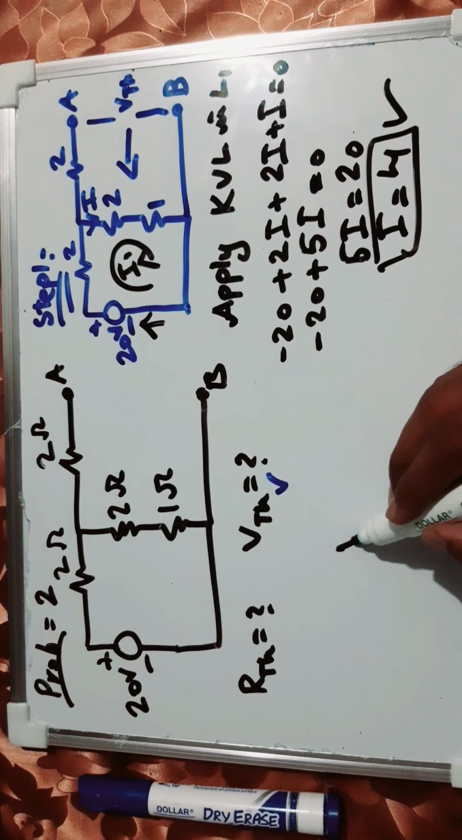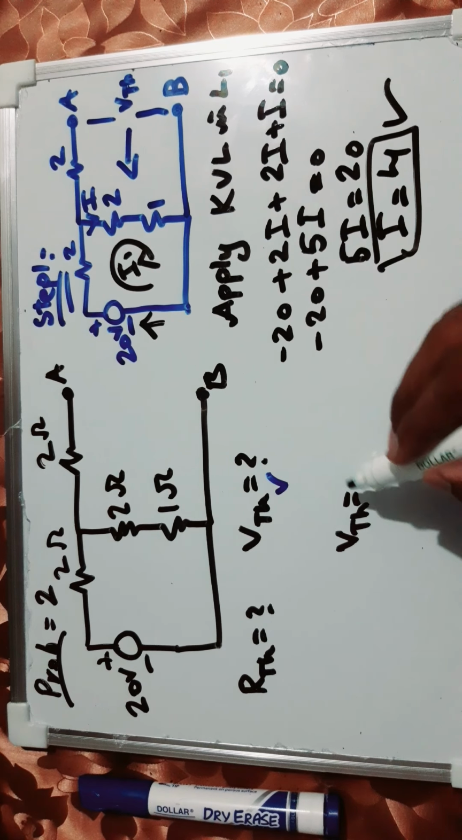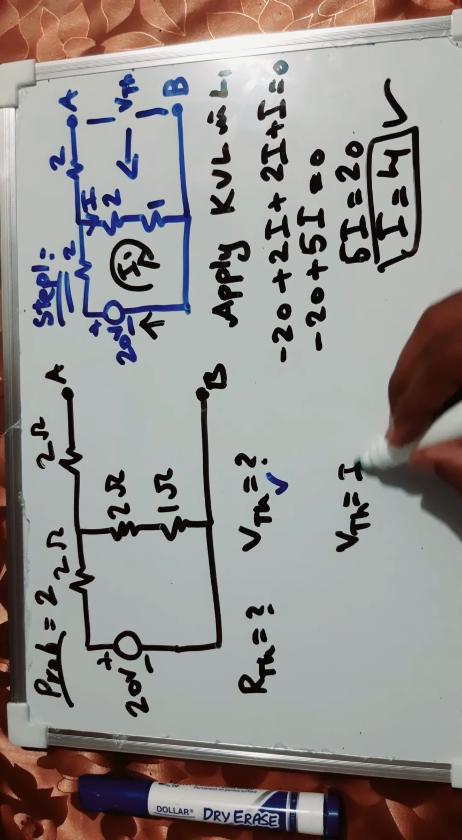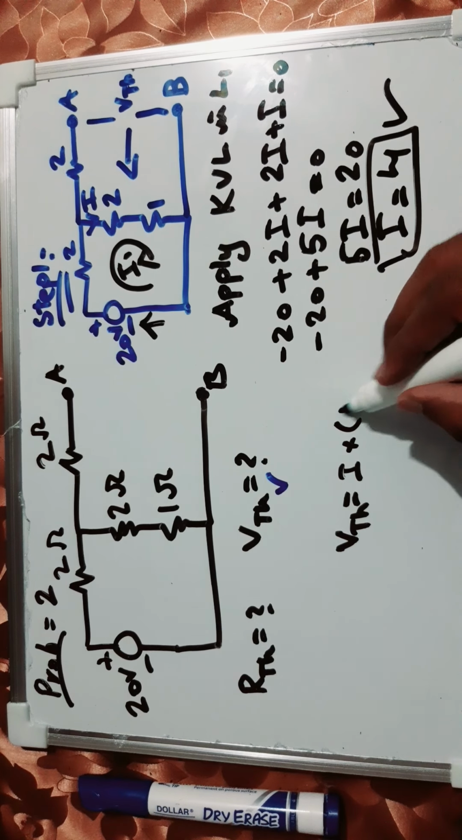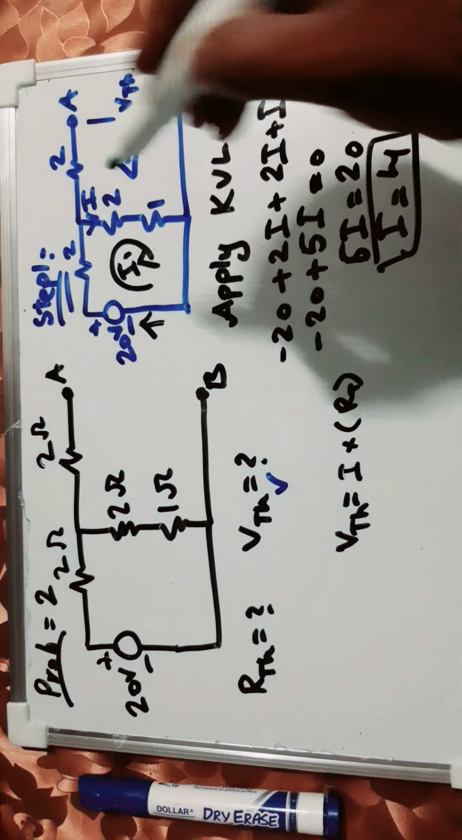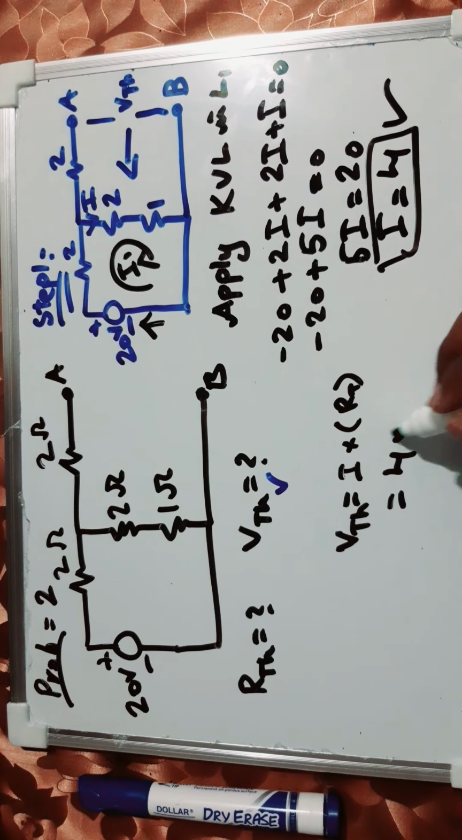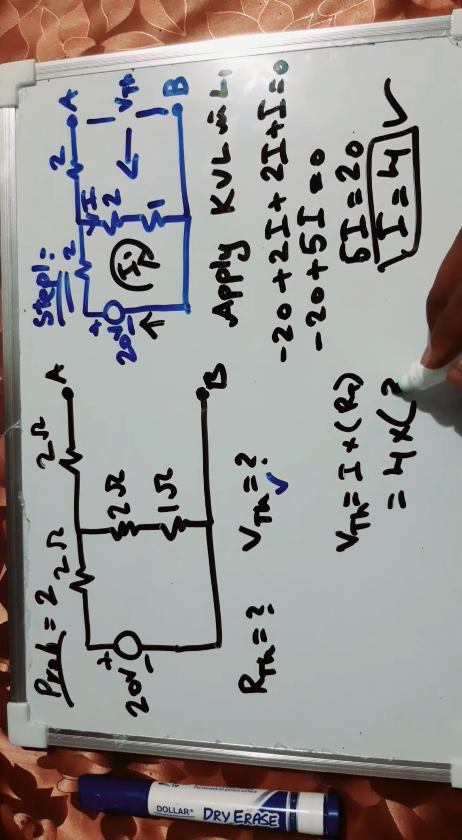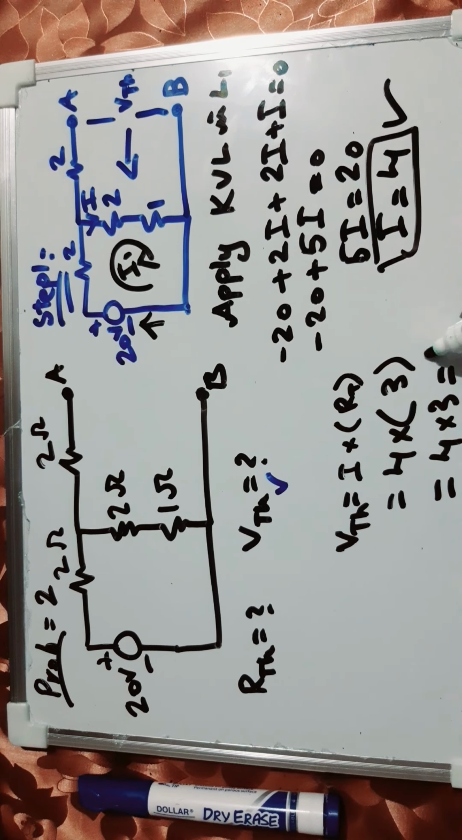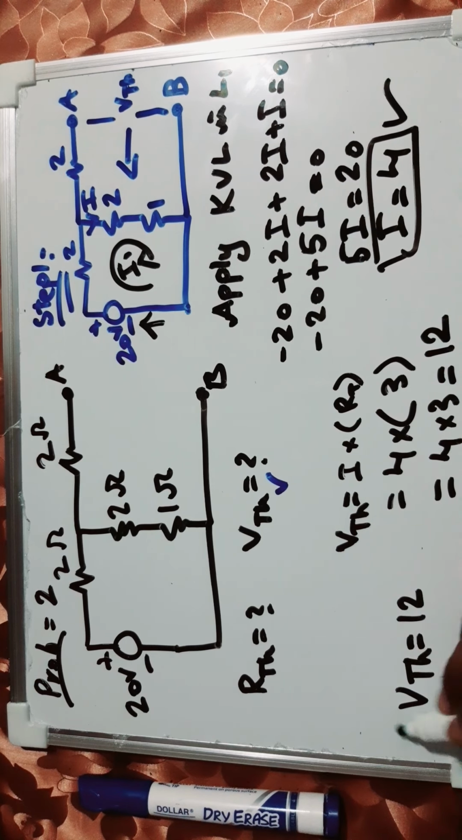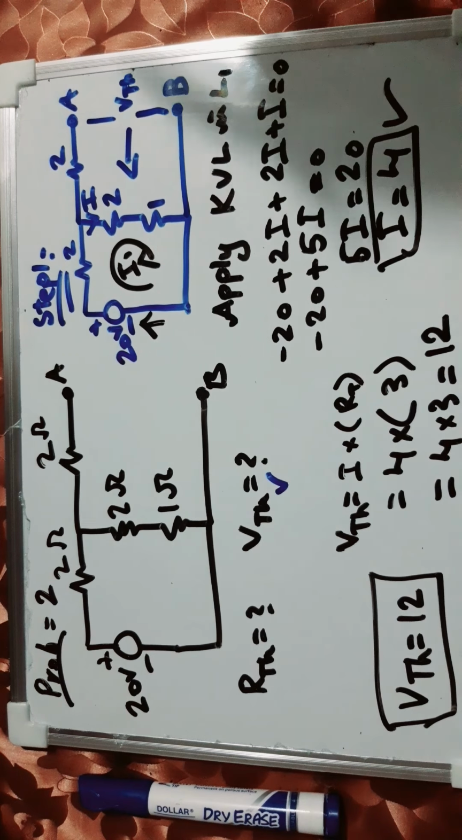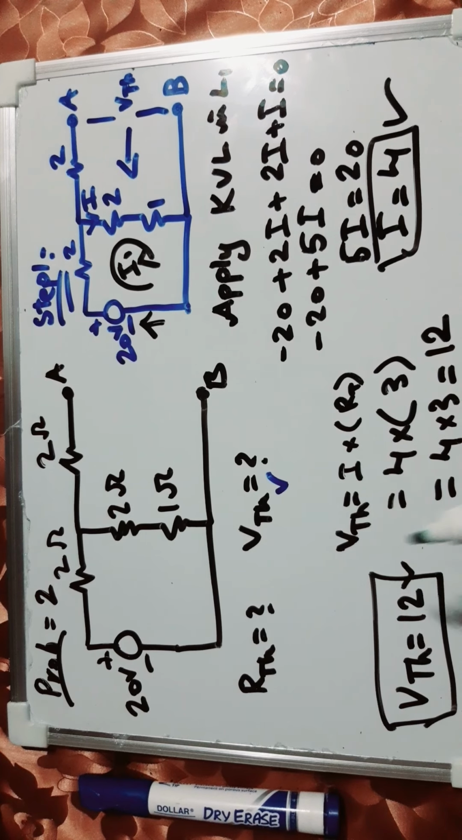Now we will get the Thevenin equivalent voltage, that is I into the total resistance in this branch. So what is I? I is 4, and what is the resistance? That is 3. So V Thevenin is 4 into 3 is equal to 12. So V Thevenin is equal to 12 volt. Now we will do our step 2.